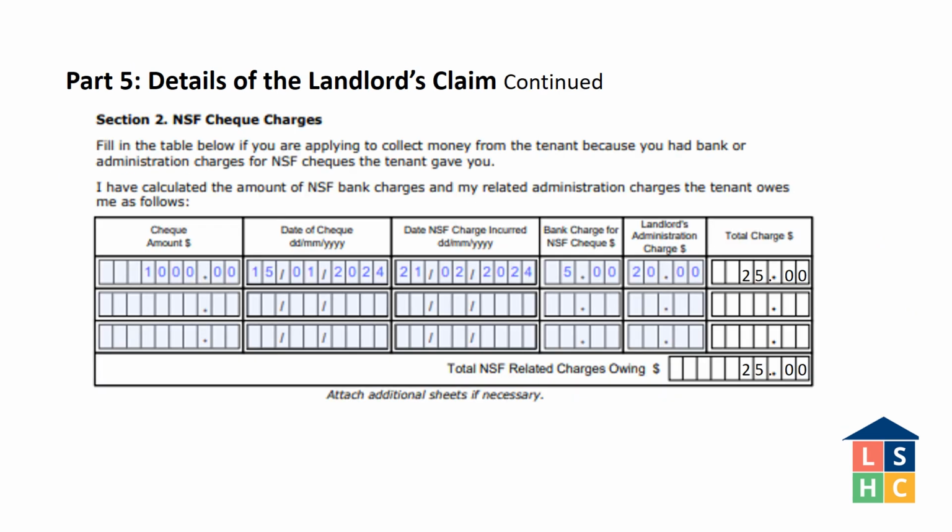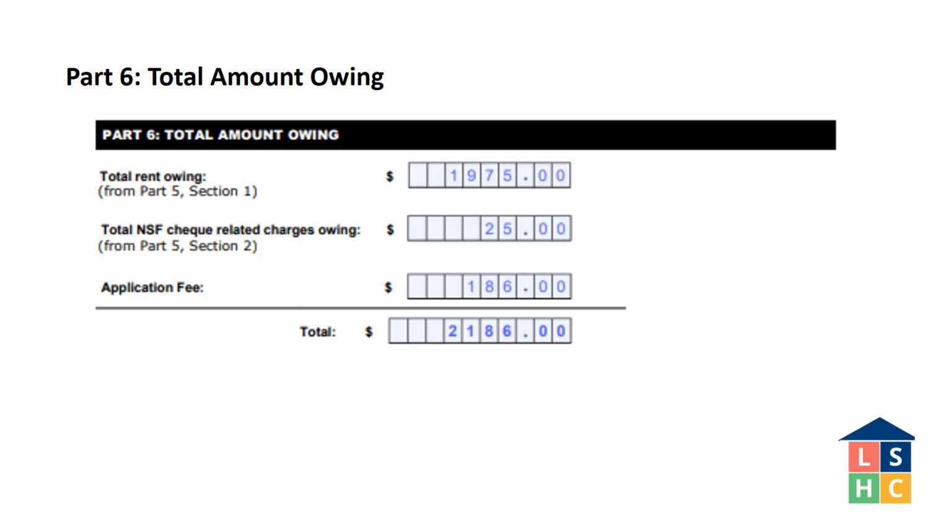If you had to pay NSF charges to your bank because a check from your tenant bounced, you can include the fees you had to pay to your bank plus a maximum administration fee of $20 for each occurrence. There are different fees depending on the method of filing, paper-based or through the Tribunals Ontario portal. Visit tribunalsontario.ca/LTB/filing and fees to obtain the applicable fee.